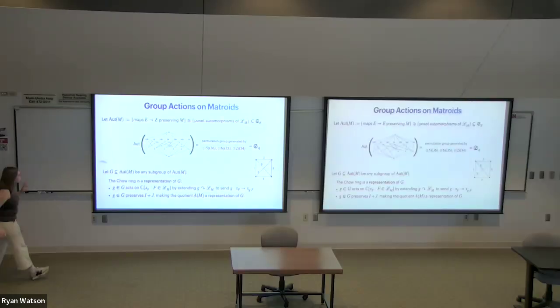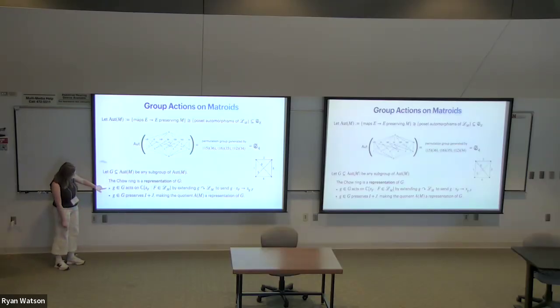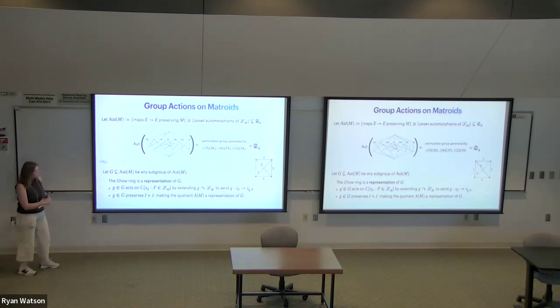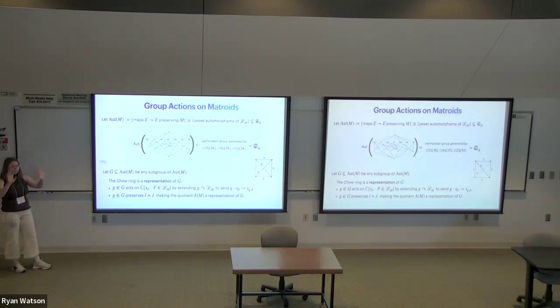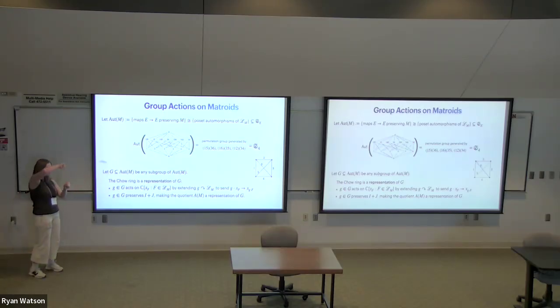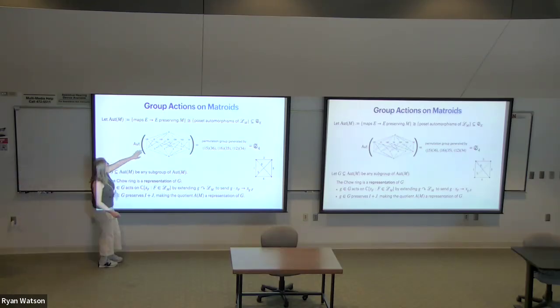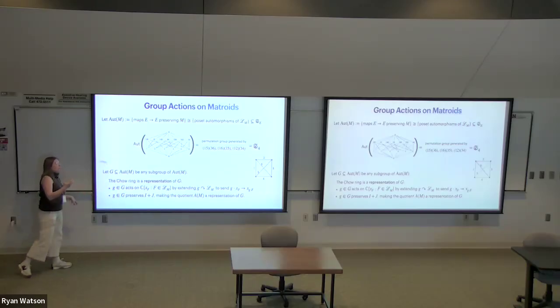Okay, so we extend the action, and I claim that this action preserves the ideals because after my action, two things that were incomparable before are going to stay incomparable. And if one element was contained in something else, then it will still be after I act. So my ideals are preserved, which means that the ring is a representation of that group because it's stable under that action.